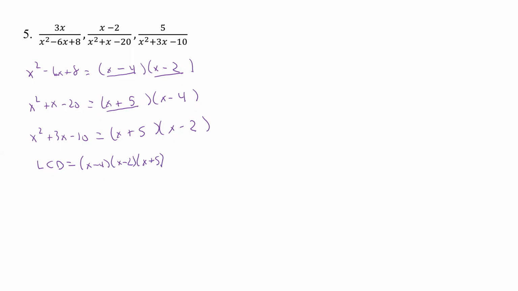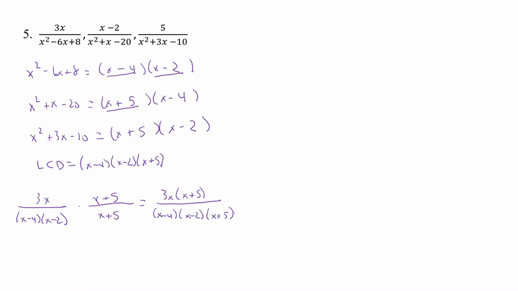Now what do we do? Well, now we have to rewrite each of these with the new LCD. So that's 3x over, and that was x minus 4, x minus 2. And what do we have to multiply that by? Well, the other term is the x plus 5. And so we do that on the numerator and the denominator. And so it's going to be 3x times x plus 5 all over our LCD of x minus 4, x minus 2, x plus 5. Okay. Now let's go to the next one.